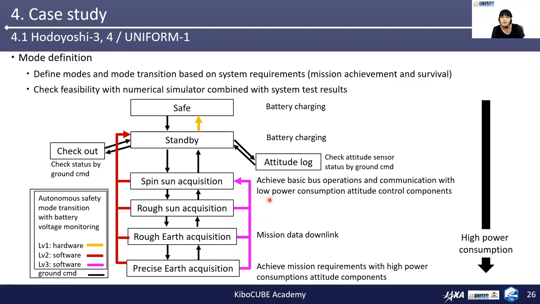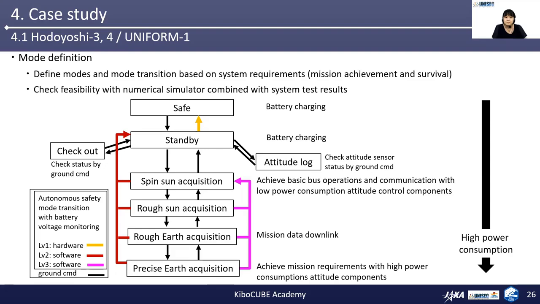Then, in the next mode, the pointing target is changed to the center of the Earth, and it achieves a rough 3-axis Earth pointing. Here, the mission data downlink is permitted only in the Earth pointing mode because of the transmit antenna pattern constraint. After achieving rough Earth pointing, it moves on to precise Earth pointing mode for achieving the mission requirement. The operation mode also achieves the requirements step by step.